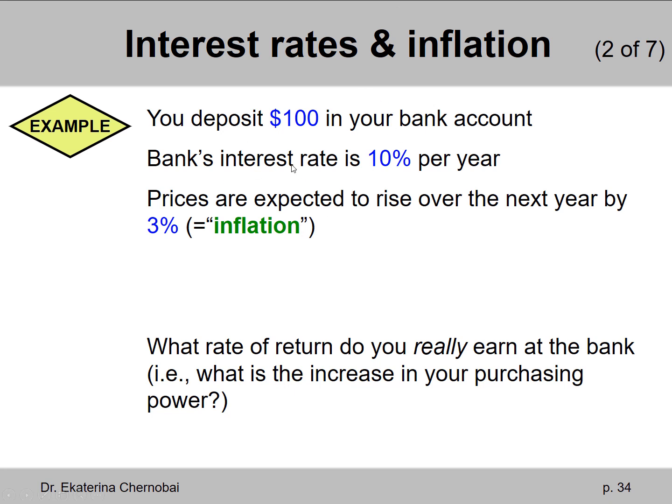Let's start with something simple. You deposit $100 in your bank account. The interest rate that the bank offers to its depositors is 10% per year. We also know that prices are expected to rise over the next year by 3%. That's inflation. The inflation rate is 3%. The question is, what rate of return do you really earn at your bank? In other words, what is the increase in your purchasing power? So how much wealthier do you really get by the end of the year?